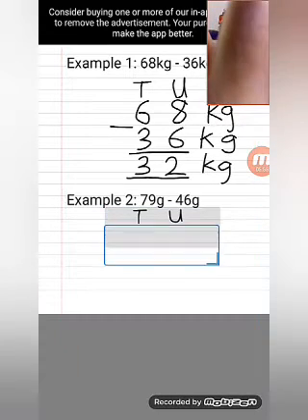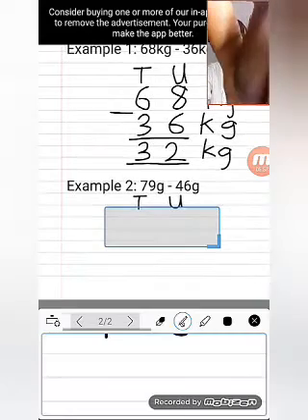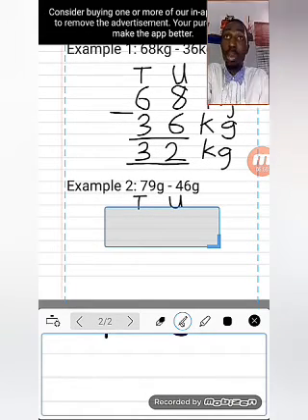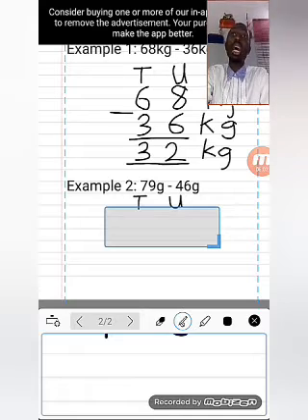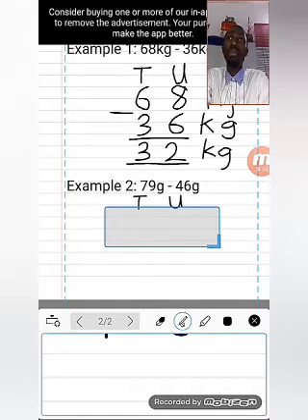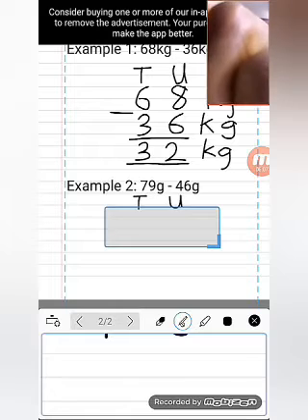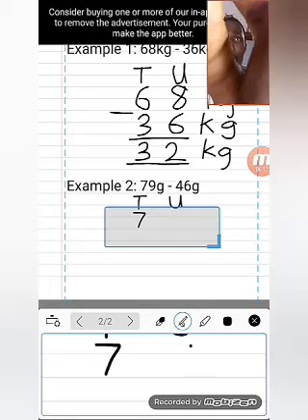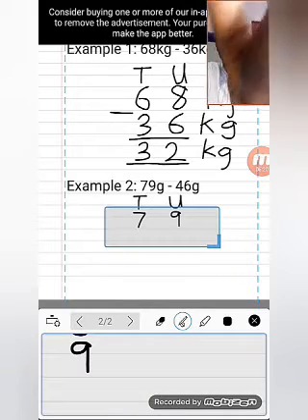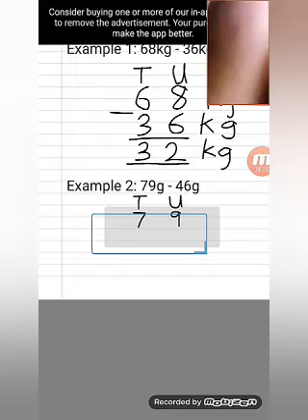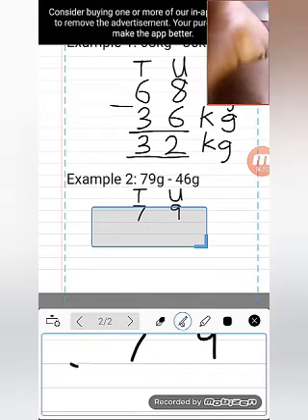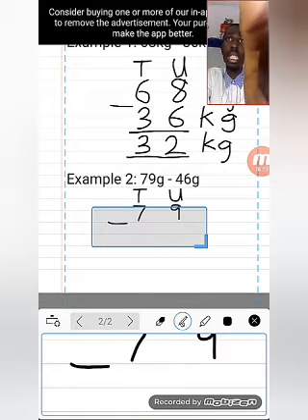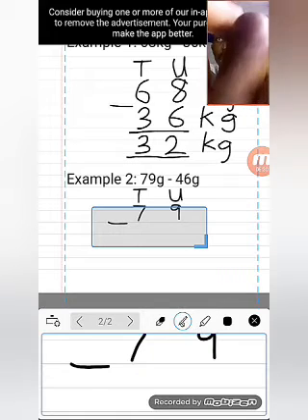Good. So what's the next thing? We arrange what we are trying to subtract. So the 79 grams is the heavier one, which we will be taking the smaller one from. So the 7, which is 70, has to be under the tens. So write it there. Then the 9, which is the unit, write it under the U. Good. So the next thing, we write the subtraction sign so that you don't forget. You must write it there.